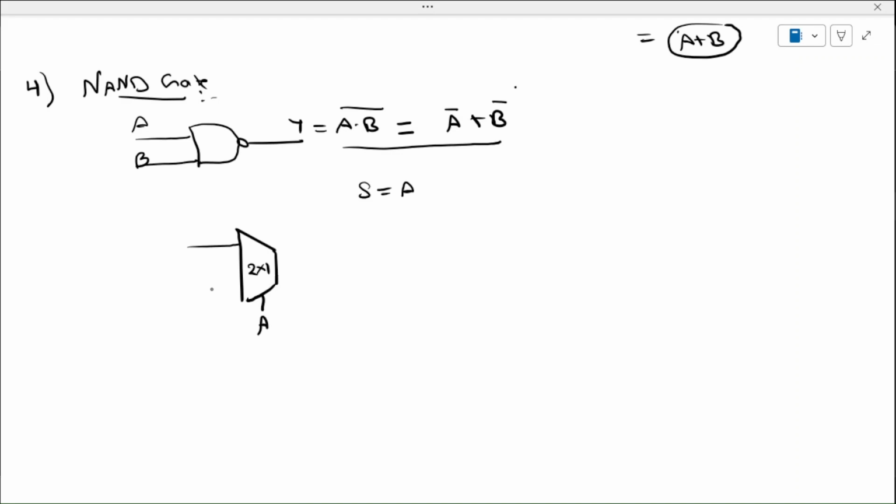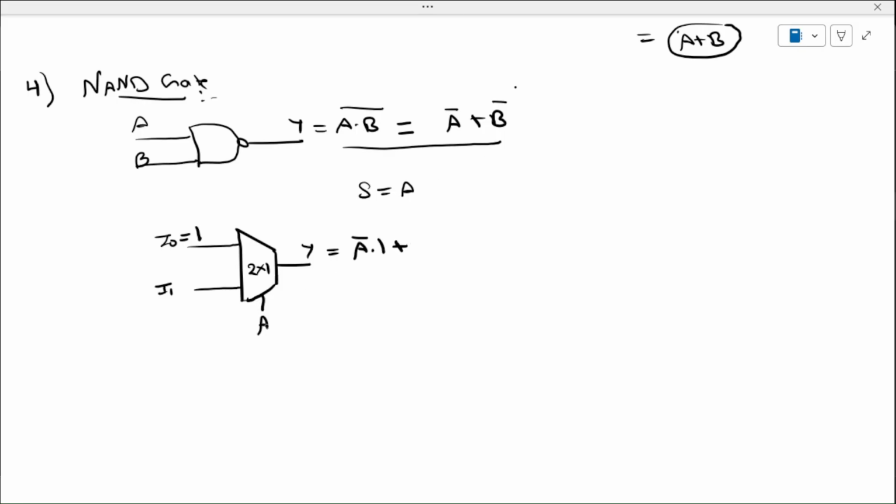Okay, so this will be Y. This is my I0. This is my I1. So I have to realize this A bar plus B bar. Whenever A is 0, A bar will be transferred, so here I can keep it as 1. So I have realized A bar dot 1 plus.